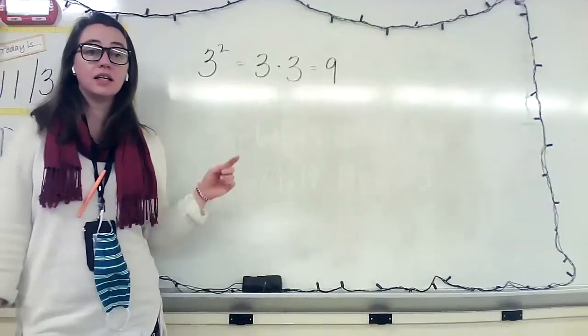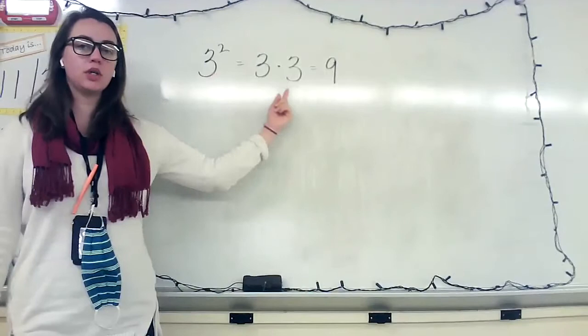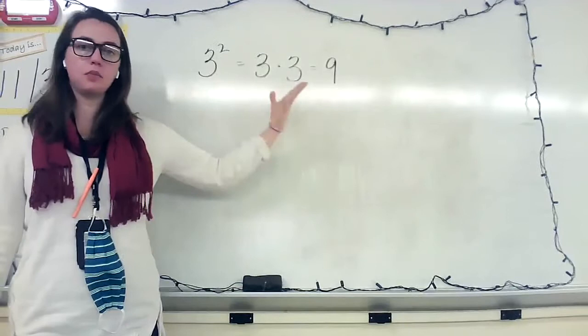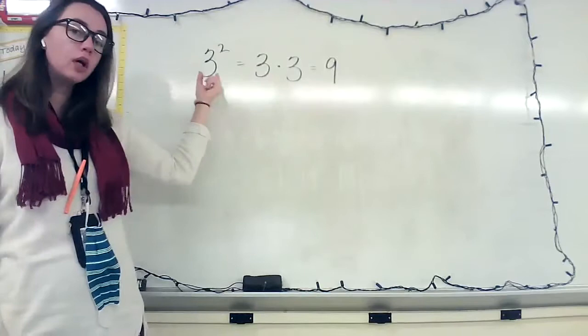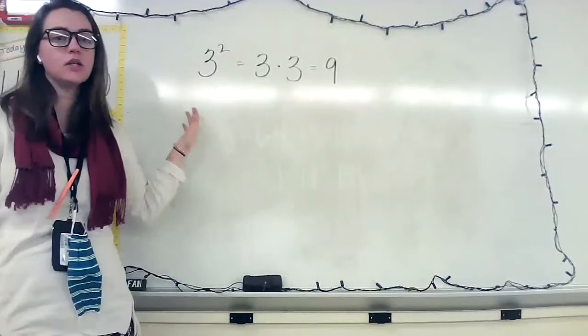Today in class, we talked about perfect squares. So for instance, 3 squared is 3 times 3, the number times itself, that equals 9. 9 is the perfect square in this case. It's a number you get when you take a whole number multiplied by itself. That's a perfect square.